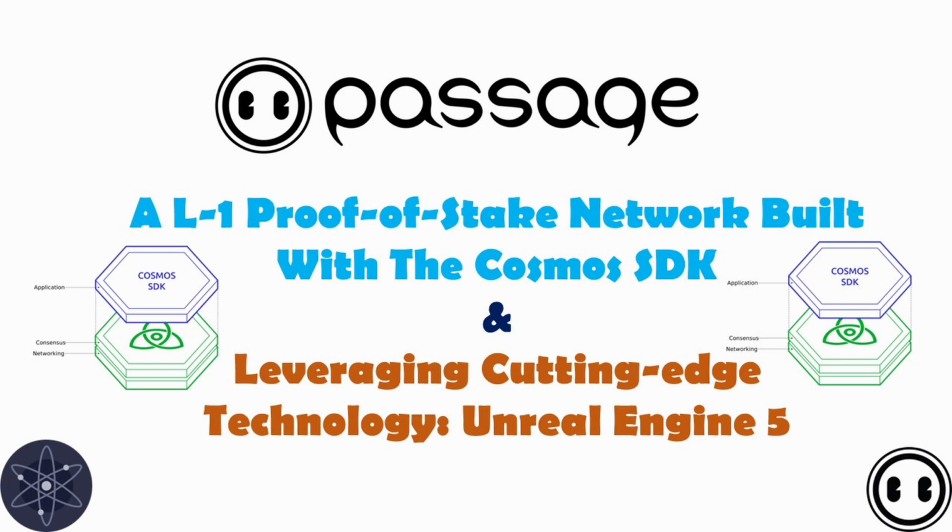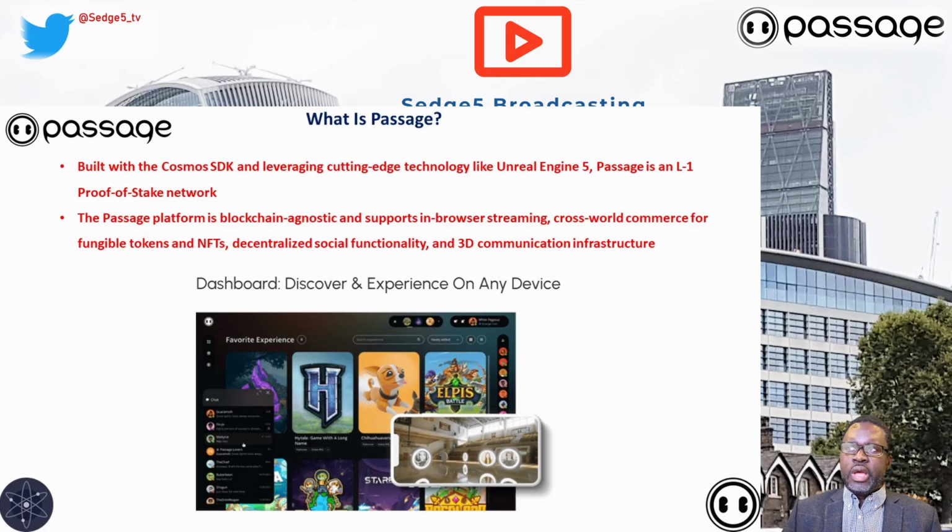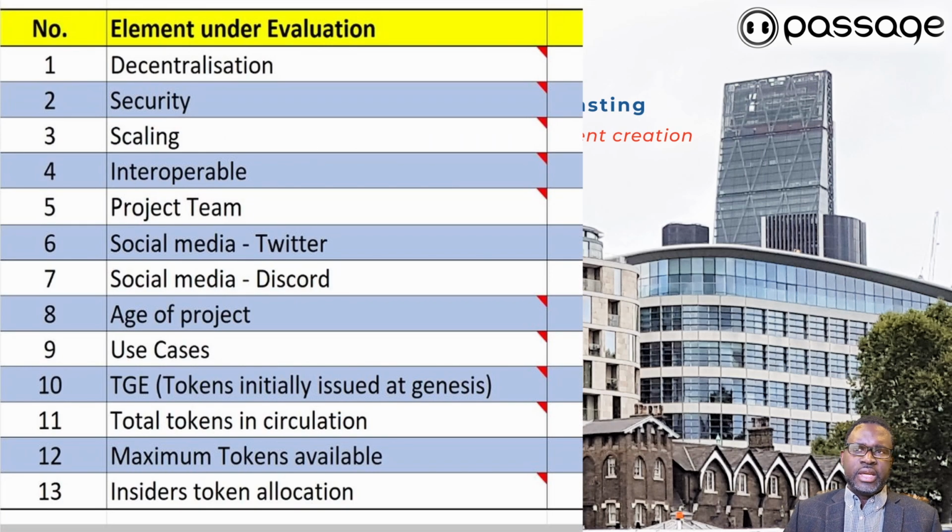So the project I'm bringing you today, guys, is PASG, a Cosmos SDK based project. As part of our review, we are going to give you a brief description of what PASG is, its value proposition, and the key features before we apply our usual DYOR, or our risk evaluation, consisting of 13 elements in decentralization, scaling, security, interoperability, the project team, project use cases, edge of the project, tokenomics, as well as social media presence via Twitter and via Discord.